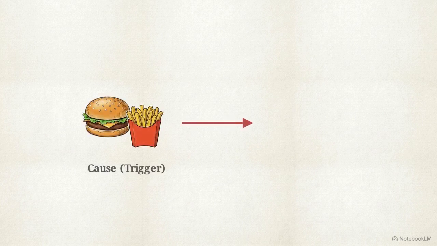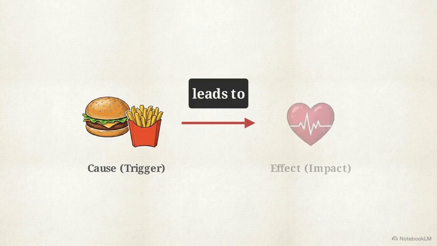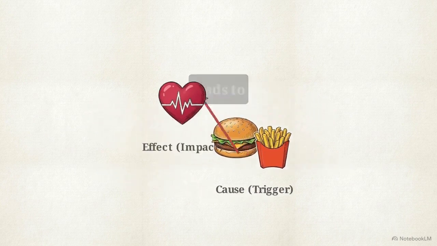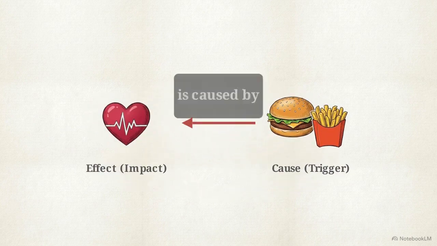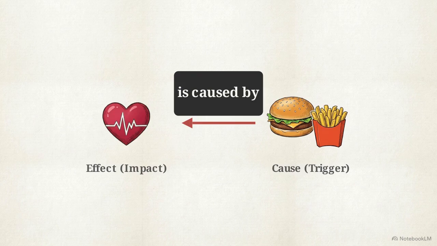Place the trigger first, overeating, following the right pointing arrow. Overeating leads to high blood pressure. To immediately highlight impact, reverse the syntax. Put the consequence first. High blood pressure is caused by overeating.